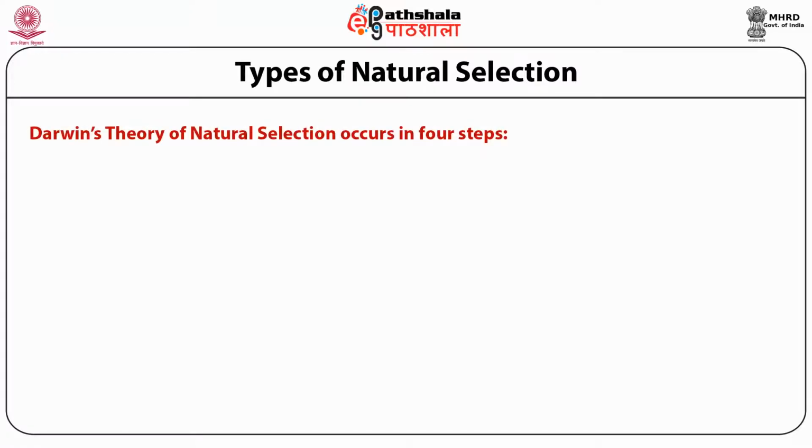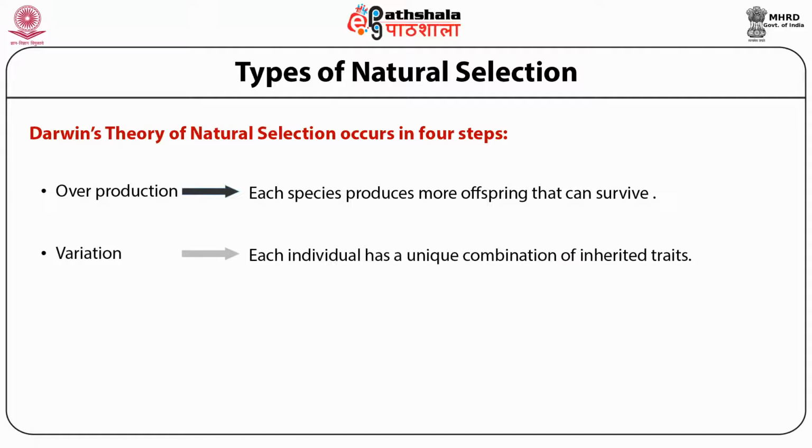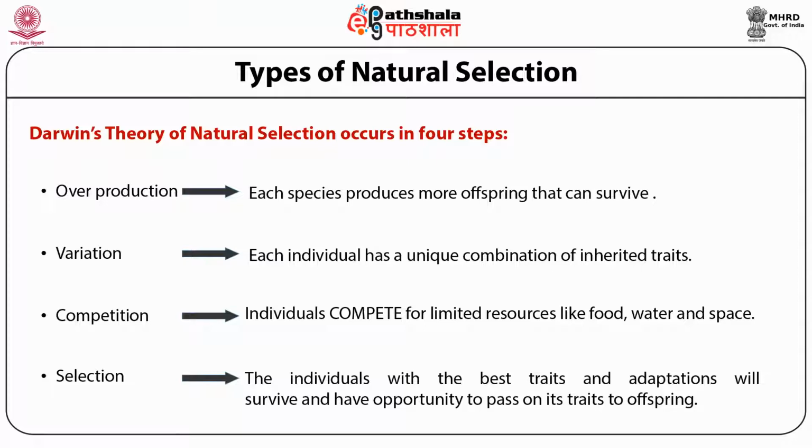Darwin's theory of natural selection occurs in 4 steps. First is overproduction. Second is variation. Third is competition. And fourth is selection. Overproduction, in which each species produces more offspring than can survive. Variation, each individual has a unique combination of inherited traits. Competition, individuals compete for limited resources like food, water, and space. Selection, the individuals with the best traits and adaptations will survive and have the opportunity to pass on their traits to offspring.